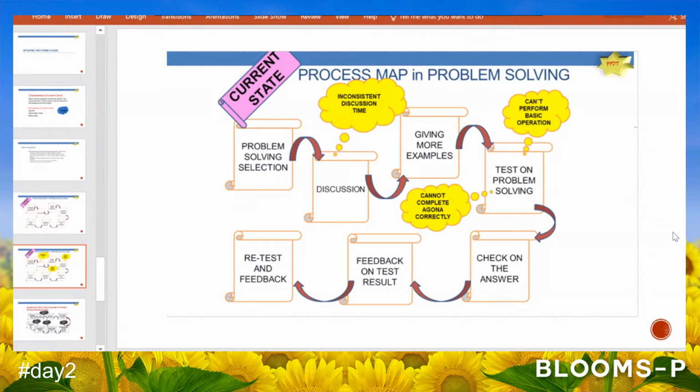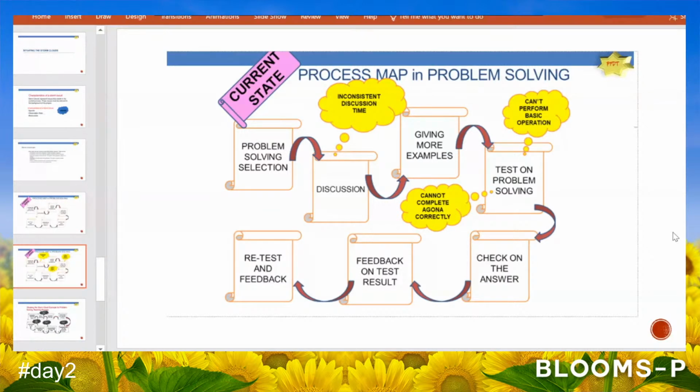Okay. So after that one, the test on problem solving. What are the other storm clouds? Cannot perform basic operations. So that is considered as storm clouds. And we have to think of something, what we are going to do about it. We have also cannot complete the operations correctly. So you have to think of something. What are the things you have to consider in addressing these storm clouds?